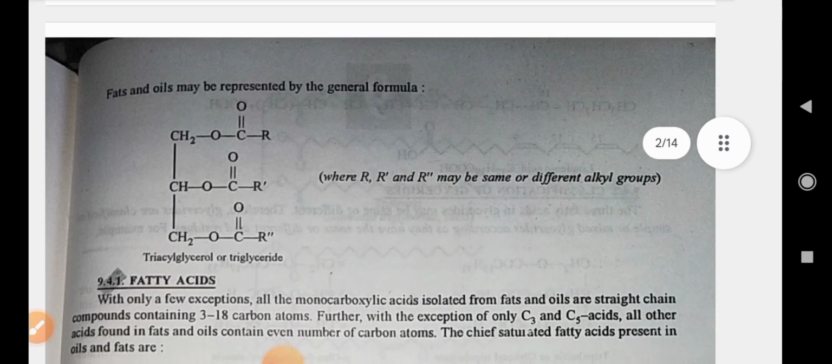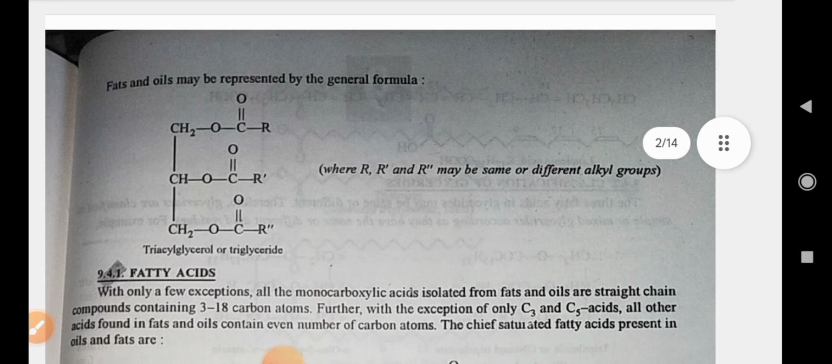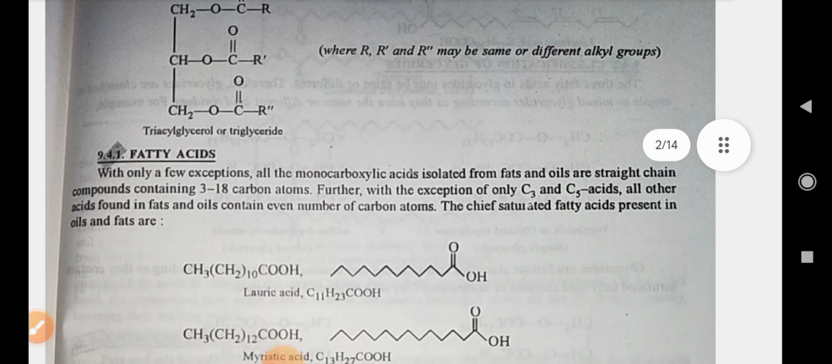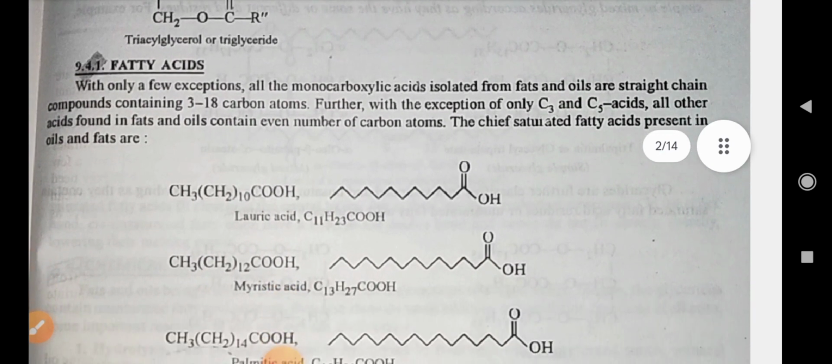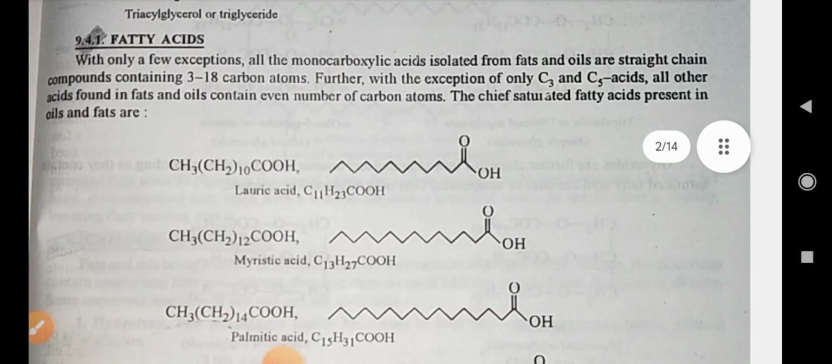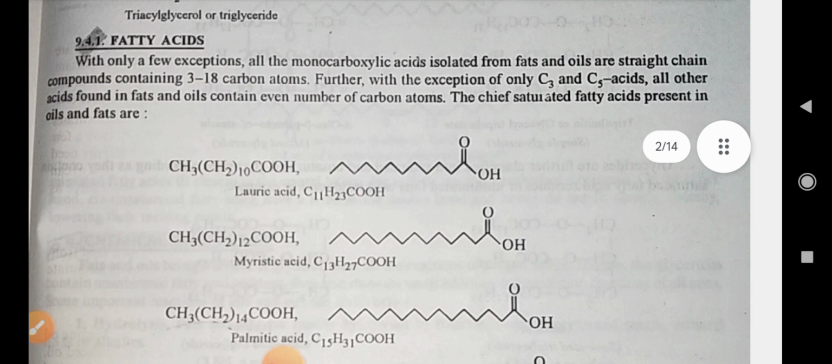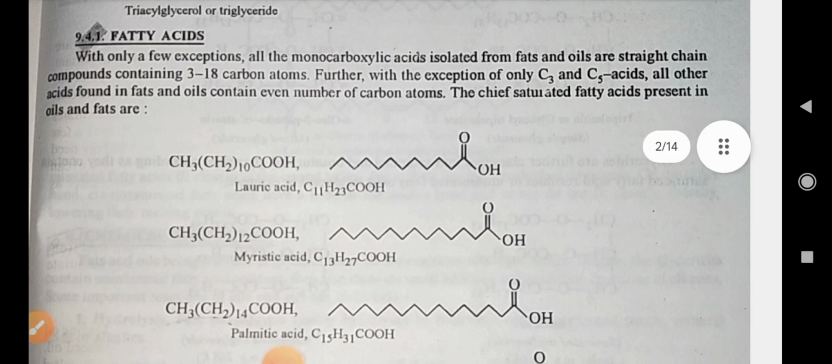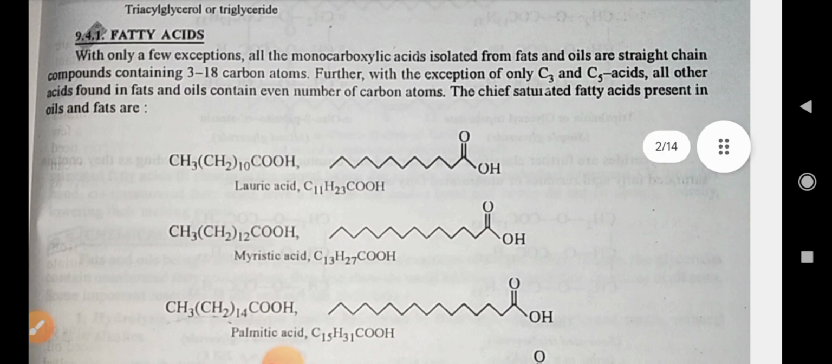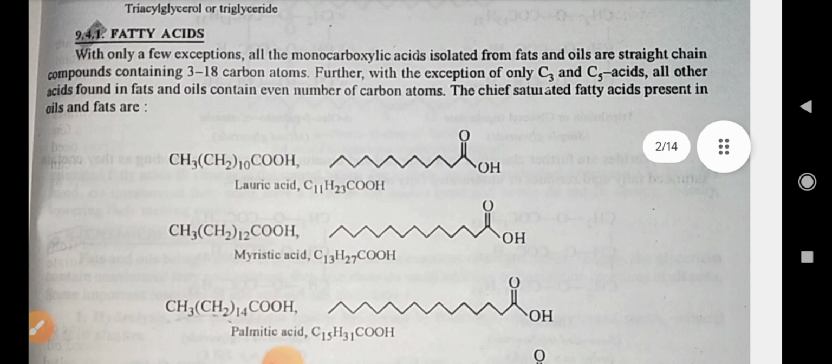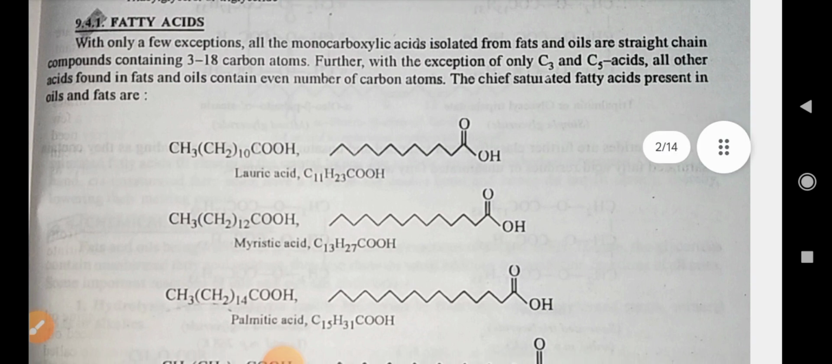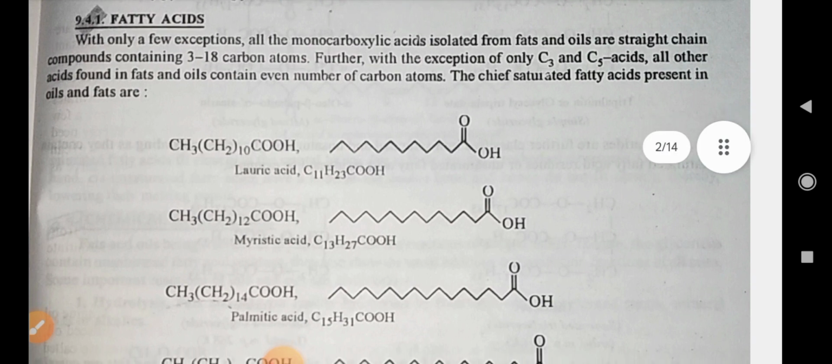Fats and oils may be represented by the general formula of triglycerol or triglycerides. Fatty acids. With only a few exceptions, all the monocarboxylic acids isolated from fats and oils are straight chain compounds containing 3 to 18 carbon atoms. Further, with the exception of only carbon 3 and carbon 5 acids, all other acids found in fats and oils contain an even number of carbon atoms.